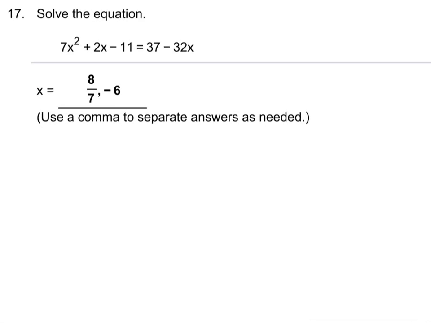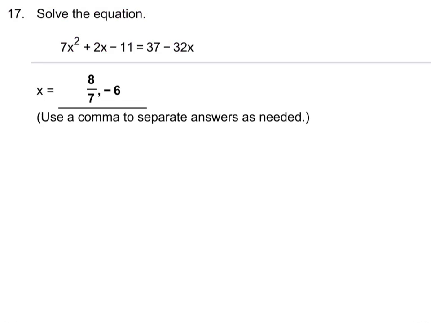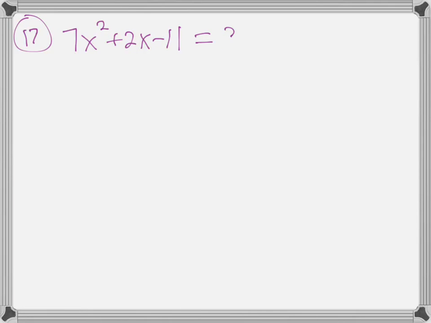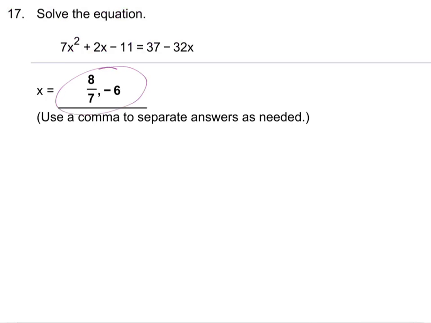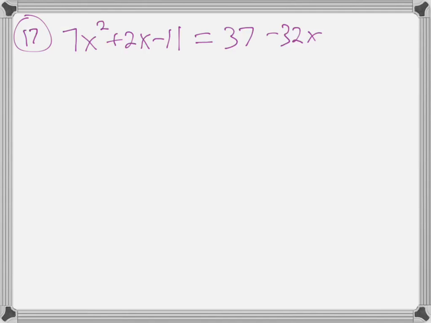So, in fact, let me just rewrite it where it's bigger for you. 7x squared plus 2x minus 11 equals 37 minus 32x. Okay, so there we go. The answers are, we're looking for 8/7 and -6.